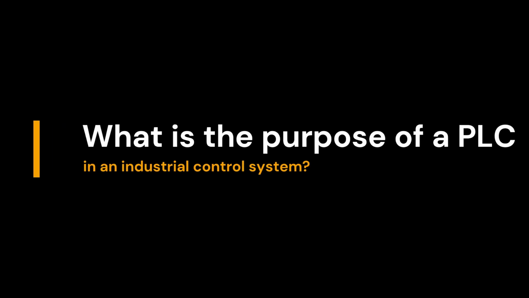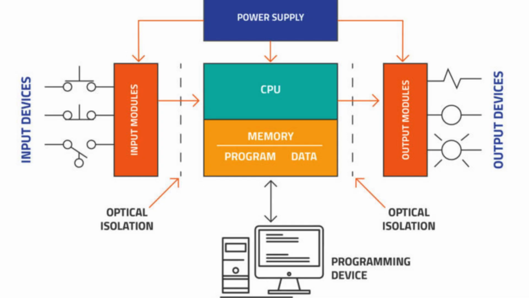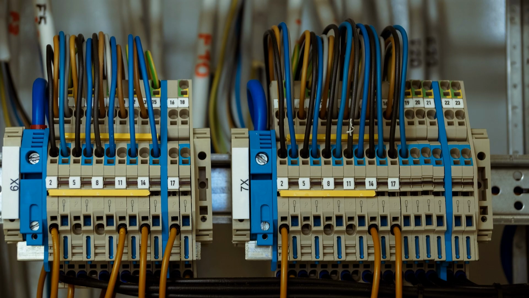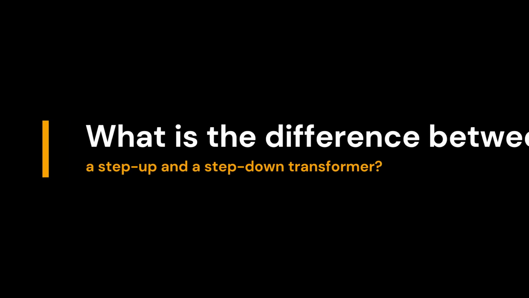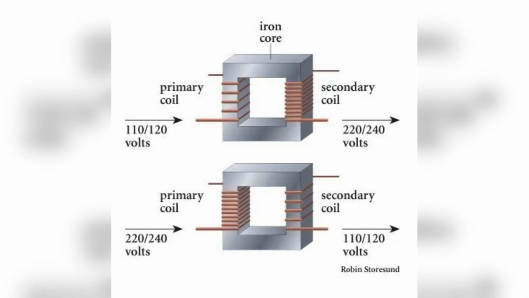What is the purpose of a PLC in an industrial control system? A programmable logic controller, PLC, is a type of computer used in industrial control systems to automatically control machines and processes. What is the difference between a step-up and a step-down transformer? A step-up transformer increases the voltage while a step-down transformer decreases the voltage.